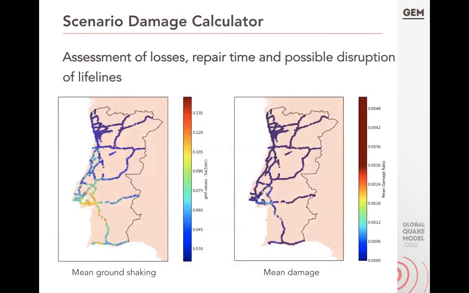Recently, we've also been using OpenQuake. We've been seeing uses of OpenQuake in assessment of losses and repair time estimates and possible disruption of lifelines. This is a study that we did in Portugal. We're beginning a similar study in Canada as well for transportation systems and lifelines. So far, our work has been mostly focused on building damage and losses, but now we're slowly moving forward into other areas of infrastructure.